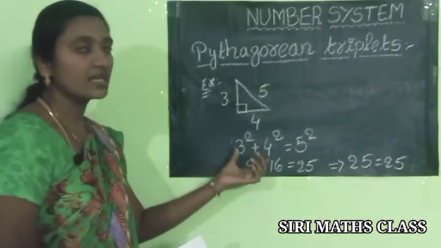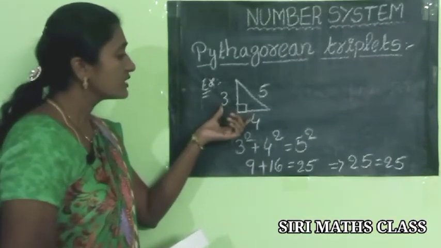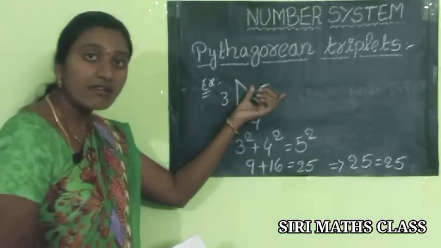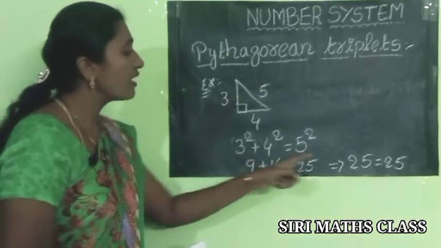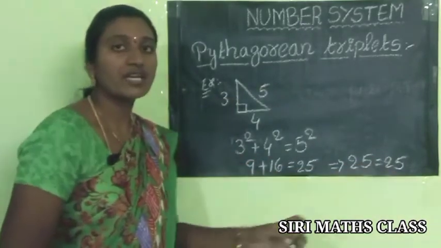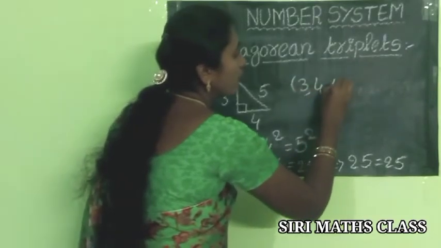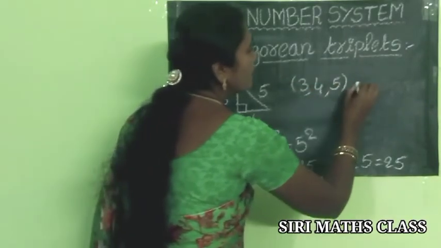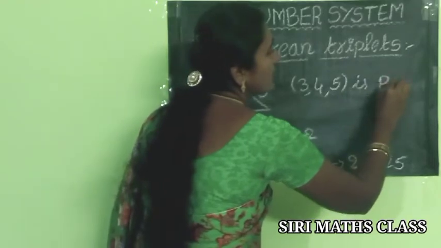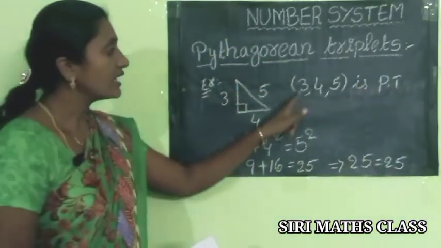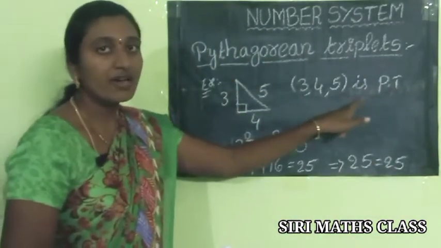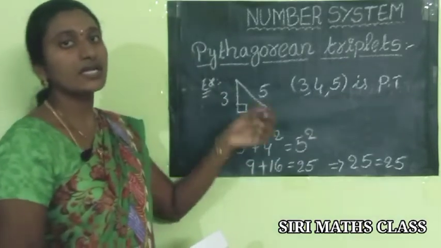By using the Pythagoras theorem, side square plus side square equals hypotenuse square. So what answer do we get? 25 equals 25. So here we can write that 3 comma 4 comma 5 is a Pythagorean triplet. Here 3 comma 4 comma 5 is called a Pythagorean triplet.